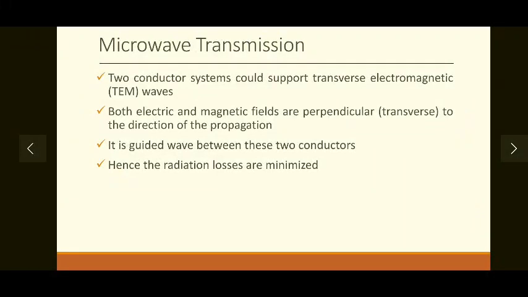Now, one important aspect while studying them: which type of transmission mode do they support? In electromagnetic engineering, we have studied different transmission modes like TE mode, TM mode, and TEM mode. The two conductor system supports TEM mode, that is transverse electromagnetic waves. In this particular mode, both electric and magnetic fields are perpendicular, that is transverse, to the direction of propagation.